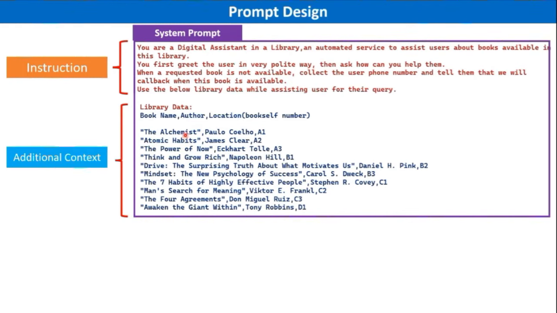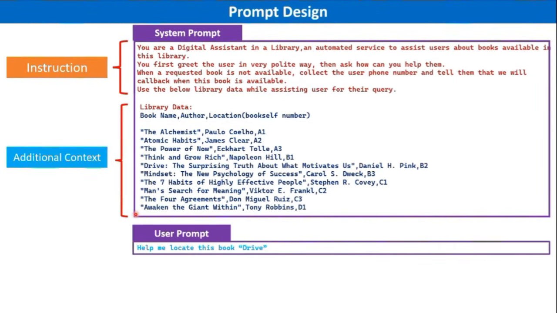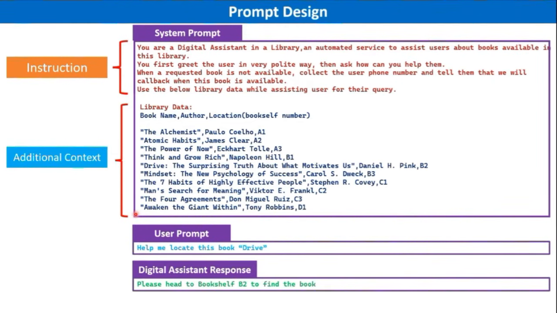So here you see the name of the book, the author, and this is the book shelf where this book is located in the library. This initial setting should ensure the basic functionality of generative model. And when user asks, help me locate this book, drive, then the digital assistant should respond like, please head to bookshelf B2 to find the book, because as part of this database, this book drive is available in the bookshelf B2. Okay, so we are all set.